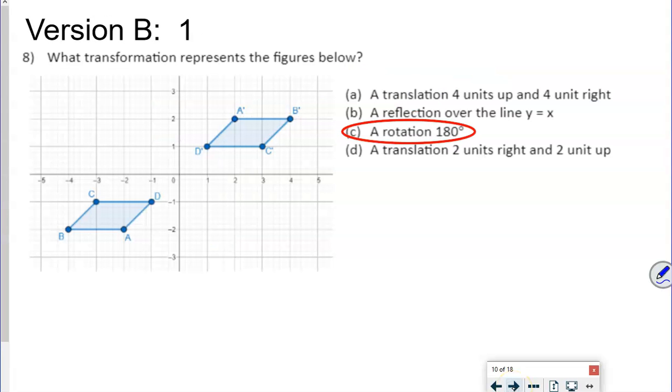All right, number 8, what transformation represents the figures below? So here again, we're going to connect our vertices. So we're going to go from D to D prime and from C to C prime. Oop, I could stop right there. They cross. And if they cross, what did we teach you guys? That it's a rotation, right? So it's not a translation, it's not a reflection, so it has to be a rotation.